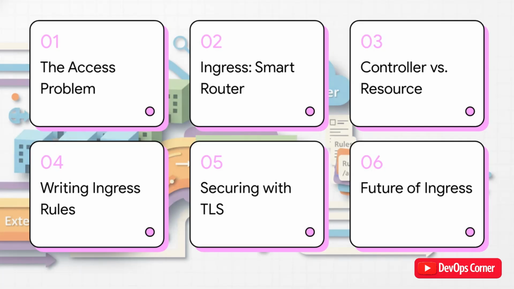So here's the game plan. First, we're going to talk about the problem that Ingress was built to solve. Then we'll get into what Ingress actually is, your cluster's smart router. We'll break down its two most important parts, the controller and the resource. Then we'll get hands-on and write some rules. After that, we'll lock it all down with some TLS security. And finally, we'll take a quick look at what's next for Kubernetes networking.